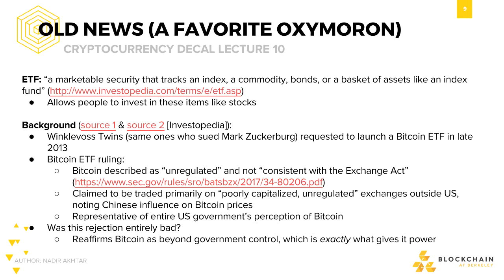Now the question is whether or not this rejection was entirely bad. Bitcoin was designed to be beyond government control. It was designed to be beyond borders. And for that very reason, the United States has said that Bitcoin is unregulated and beyond the control of any single government. So in a way, they're actually reaffirming that Bitcoin is doing exactly what it was intended to do, which is to evade governments and be beyond any central control. So are there any questions on anything so far?